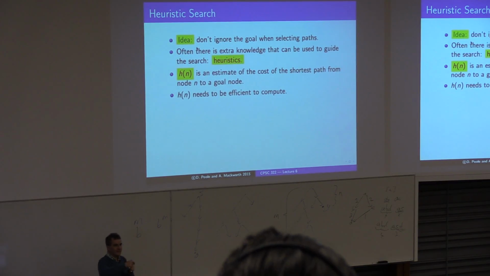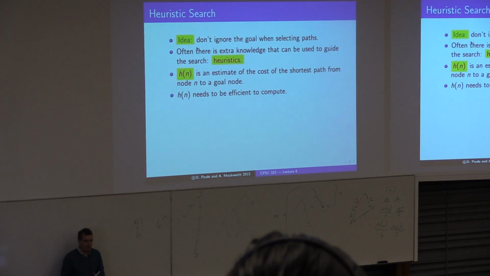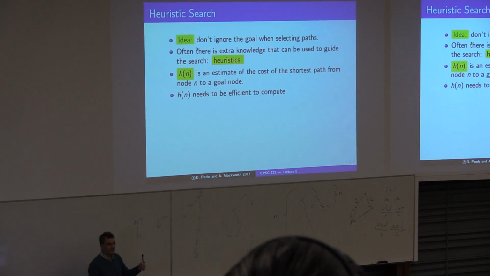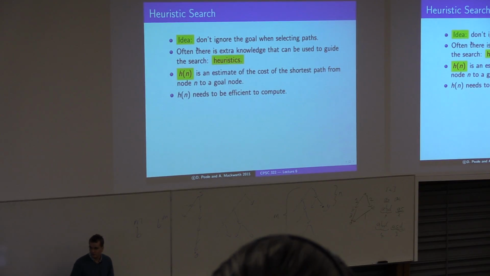So we're going to use estimates of something extra we know about this domain. It's not just an abstract graph that has no meaning, but actually has meaning to it. We might know, for example, that it's a map. In Google Maps, they actually know a lot more about the graph than just the nodes and arcs.